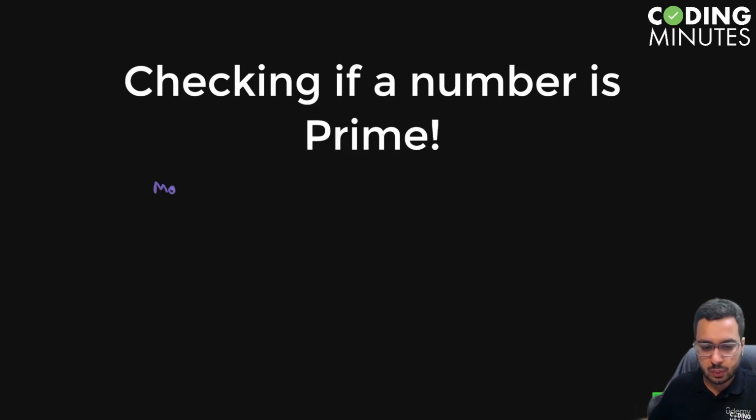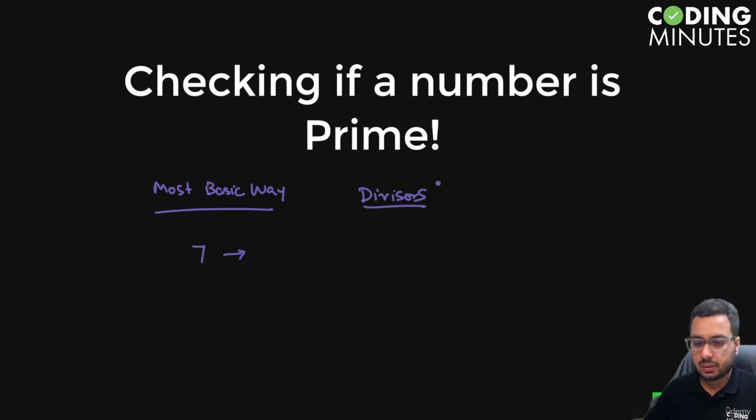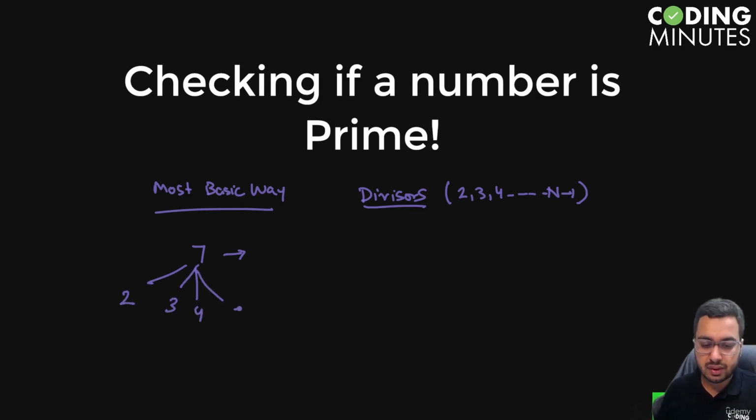The most basic way of checking if a number is prime or not is, for example, if you have something like 7, you will try to find divisors in the range 2 to n minus 1. If one of the numbers in this range is able to divide 7, then it is not a prime number. So for 7, I will check divisibility with 2, 3, 4, 5 and 6, because we discussed a prime number has only two divisors, 1 and the number itself.